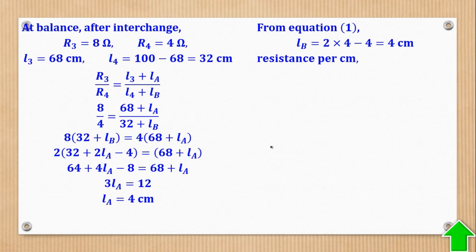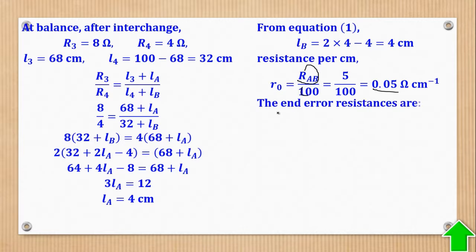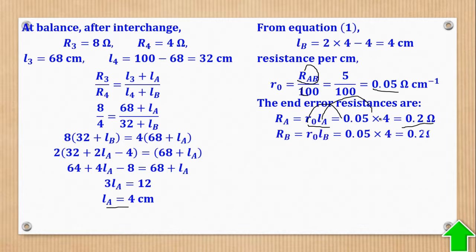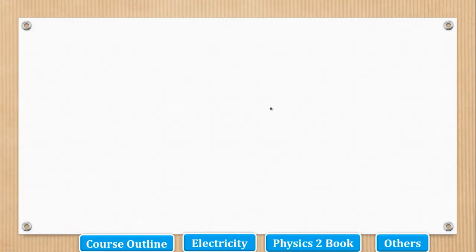What about the resistances? Resistance per meter is our total resistance of AB divided by 100 to give you this. That means that the end error resistance at side A is R0, the resistance per centimeter, times the length, which gives that. What about the end error resistance at B? Resistance per centimeter times the length, which gives you that. And that's what they wanted.